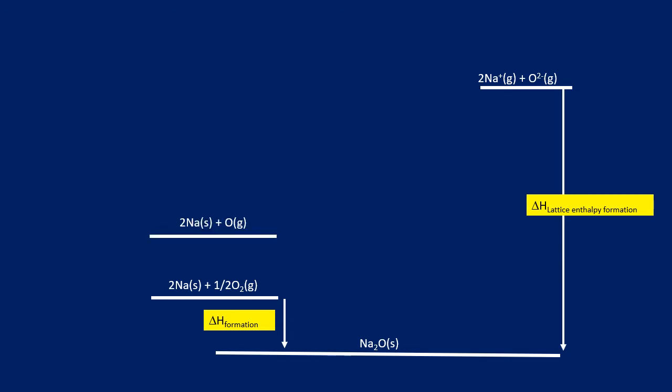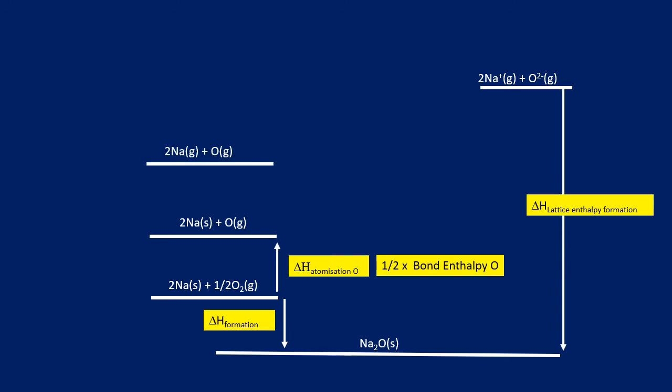Next, this time, just to be awkward, I've chosen to atomize the non-metal first, which is either the atomization of oxygen to form 1 mole of gaseous oxygen atoms, or half times the bond enthalpy, because the bond enthalpy of 1 oxygen molecule would make 2 oxygen atoms, so I need half the bond enthalpy. Next, I need to atomize the sodium, and it's 2 times the atomization of sodium because I'm forming 2 moles of sodium atoms.